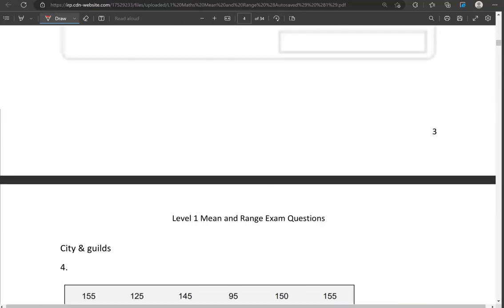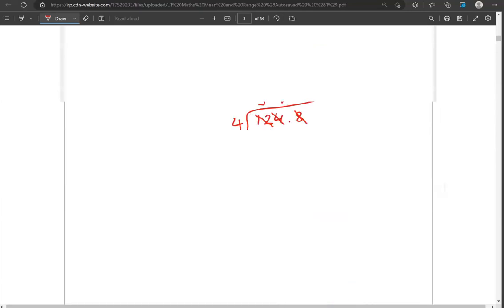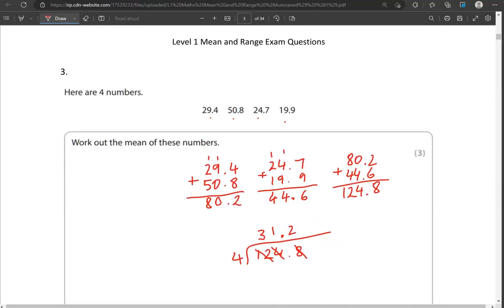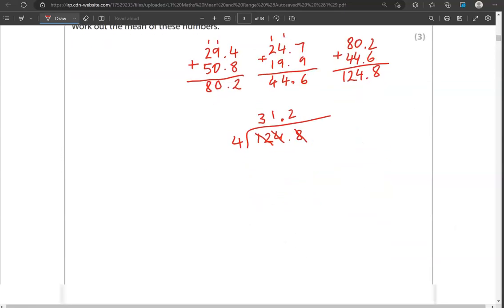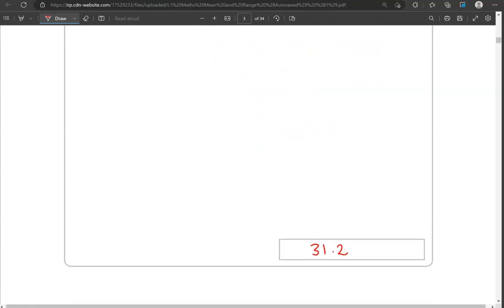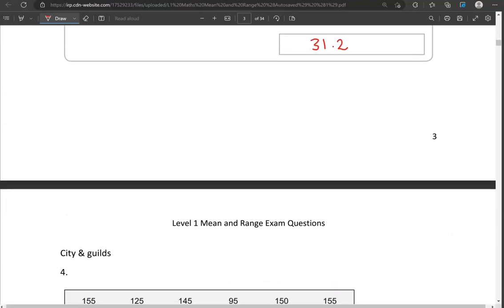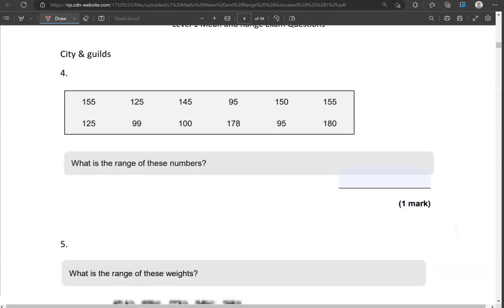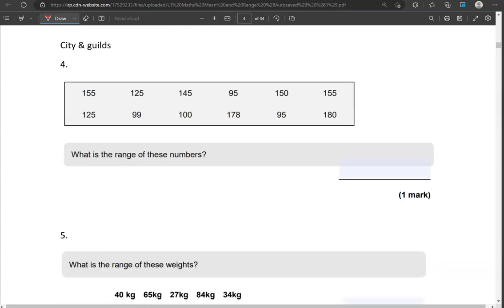If you want to double check that, looking at these values, the highest is 50.8, the lowest is 19.9, so roughly 50 and 20, and this is about 30, well 31.2, so somewhere in the middle, not exactly in the middle, but somewhere in the middle. And that's how the mean can be checked.